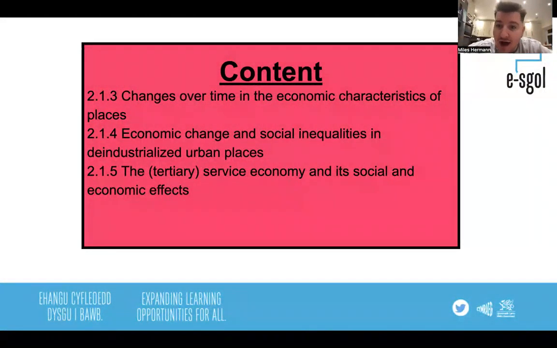Now, if you're wondering why I haven't started with 2.1.1 and 2.1.2, that is because there is already a session online on e-sgol from another geography speaker that has already delivered a session on the first two key questions. So I'm following on that work and developing on it, giving you just an overview of 2.1.3 to 2.1.5.